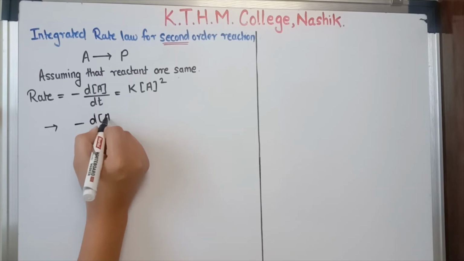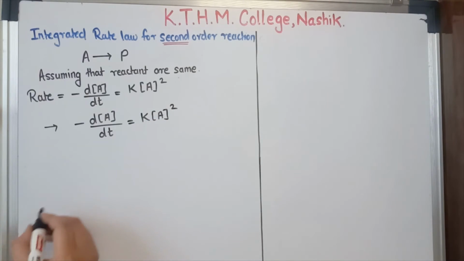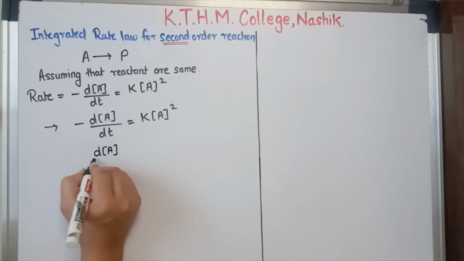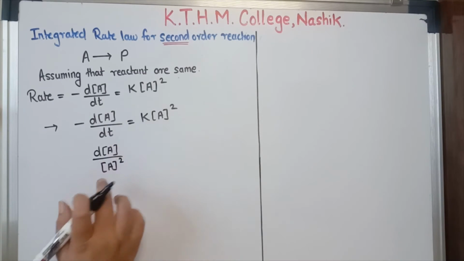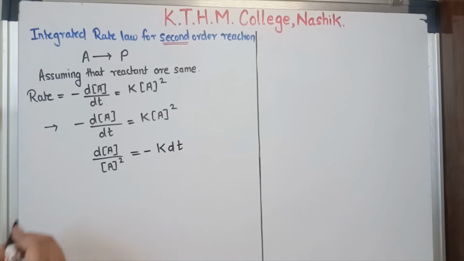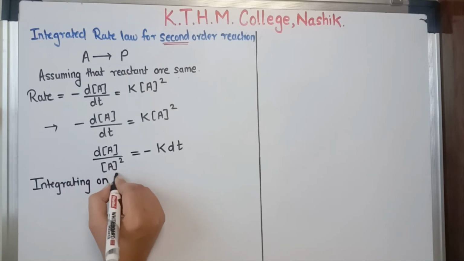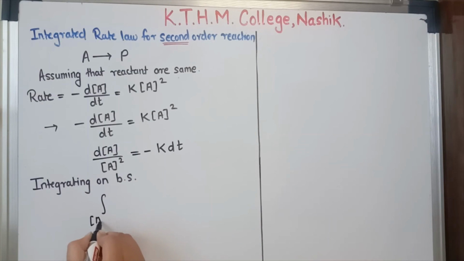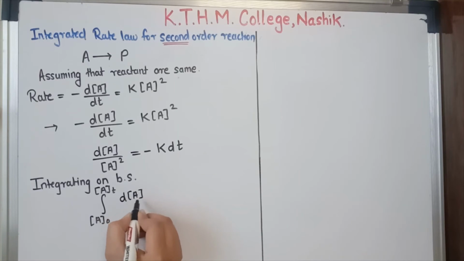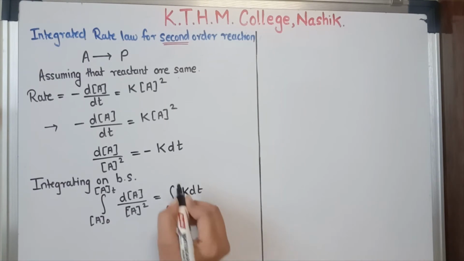So minus dA upon dt is equal to K into concentration of A square. Now minus dA upon A square, we have taken this concentration term to the denominator and this minus will shift to this side, K dt. Now integrating on both the sides, integration from A0 to At, where A0 is the initial concentration, At is the concentration of reactant at time t, dA upon A square is equal to integration minus K dt from 0 to t.